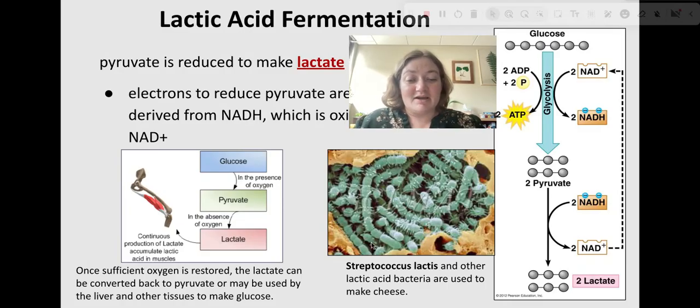So this bacteria, Streptococcus lactis, and other lactic acid bacteria, we actually harvest their ability to make lactate, and we use it to make cheese. So it can be a very useful method as well. We utilize it in our everyday life.